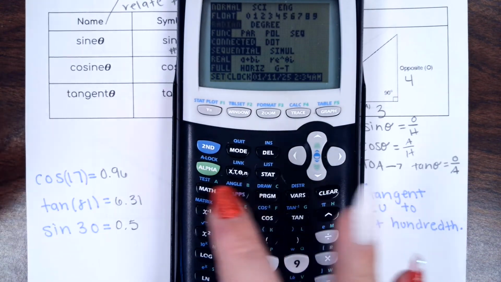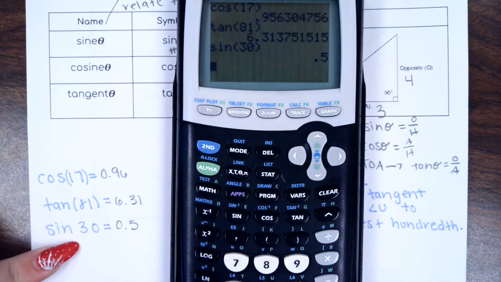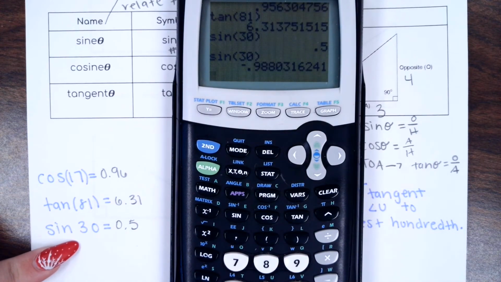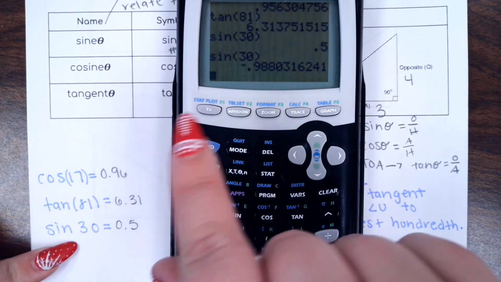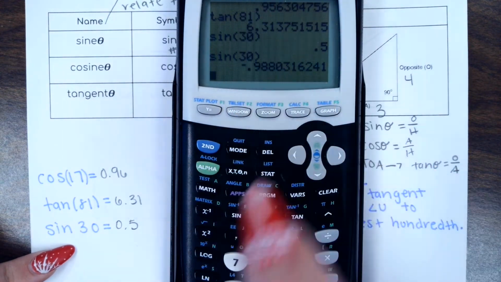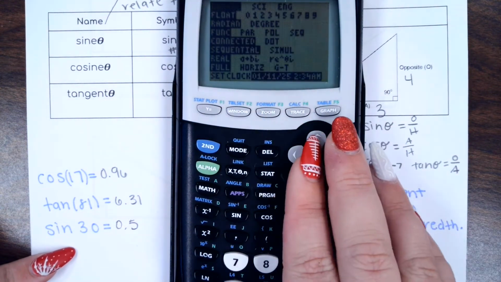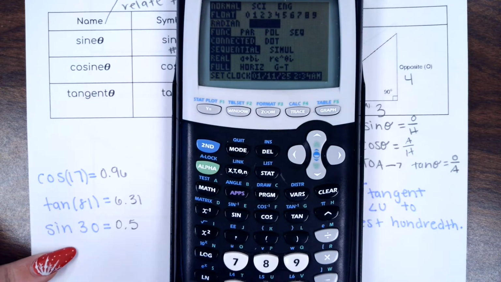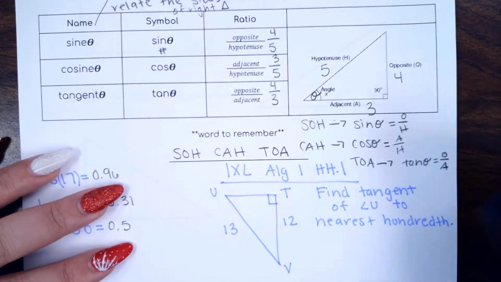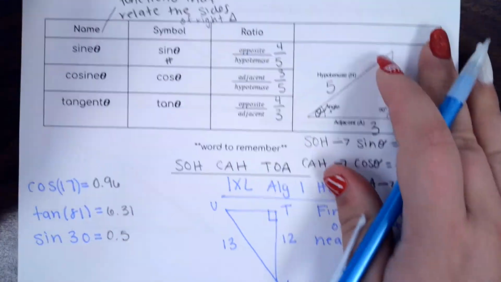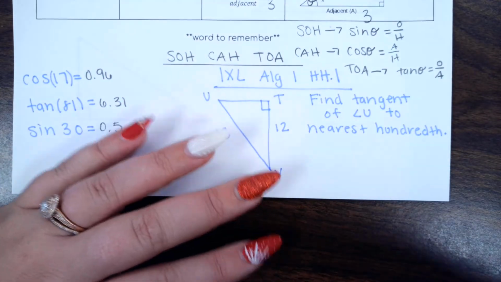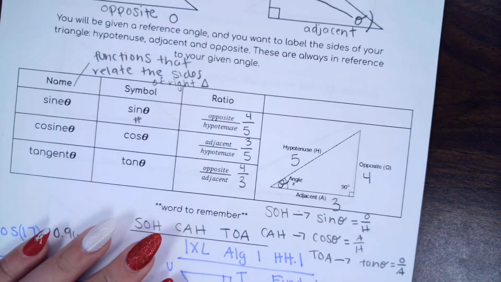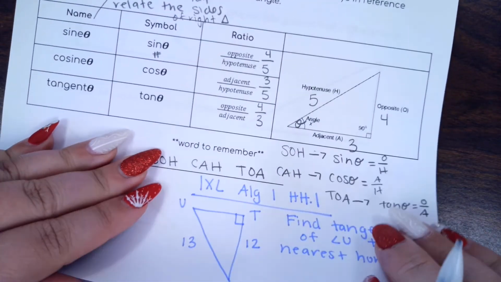So if I'm accidentally in radian mode and I type in the sine of 30, way different answer, right? So it is important that you are in degree mode. So mode, degree. All right. So let's look at an actual problem. I'm going to come back to the IXL.